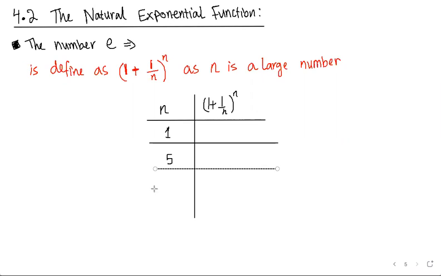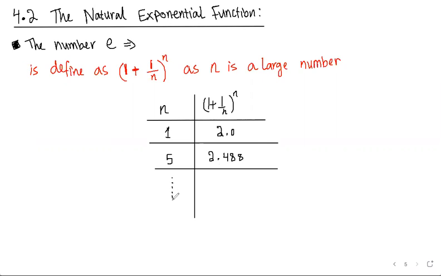when I plug the 1 inside this equation, I get 1 plus 1 over 1. This means 1 plus 1 equals 2, to the 1. Now for 5 it is 1 plus 1 over 5, to the 5. They give me the value 2.488.